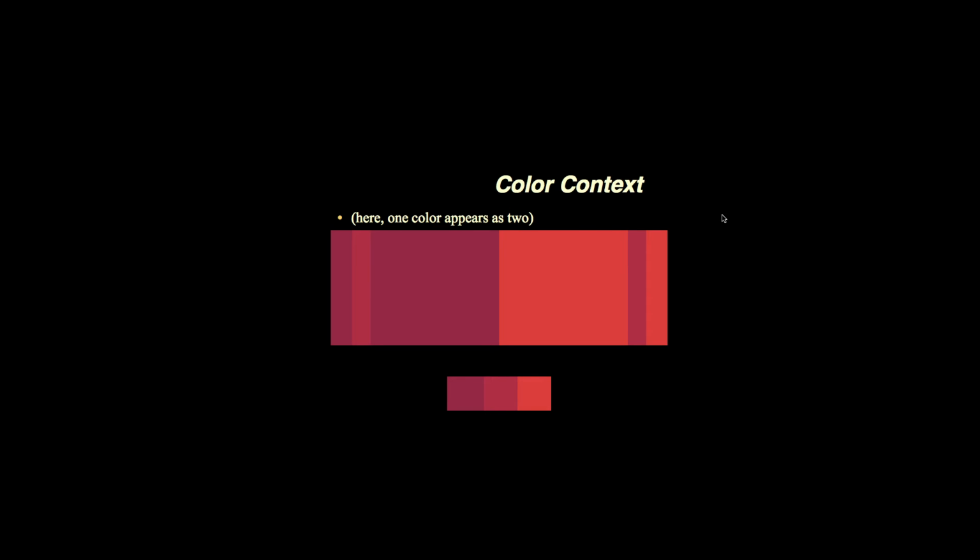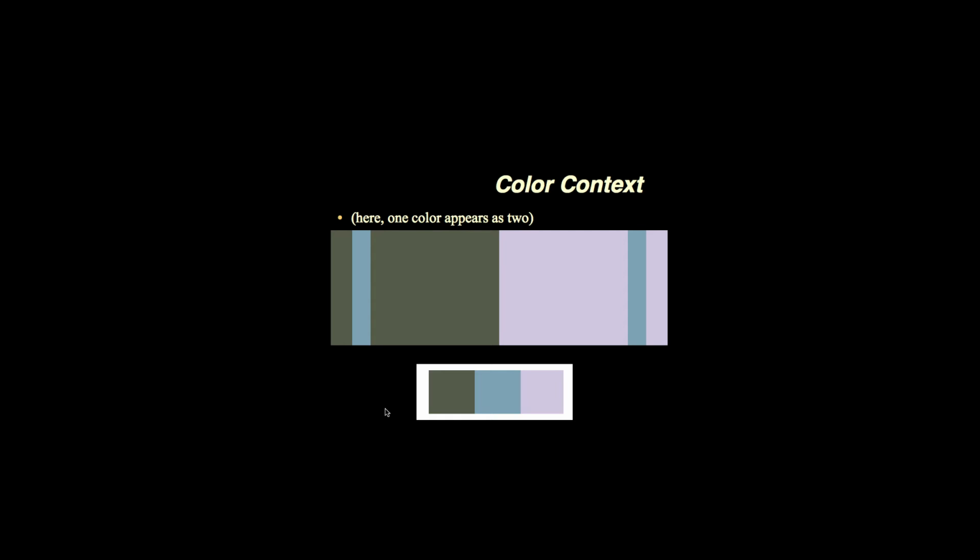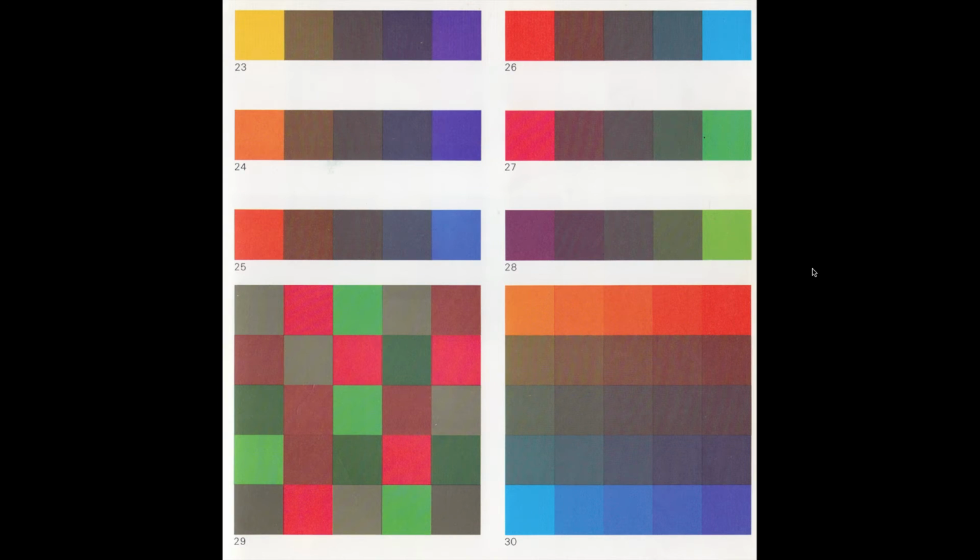Again, this is very similar to the gradation assignment. That's assignment number 2, where this is the same color. It appears purple in a red context and red in a purple context. And you can see this whole design is made with just 3 colors. Ditto again here. And another example where you can see one color acting like 2.